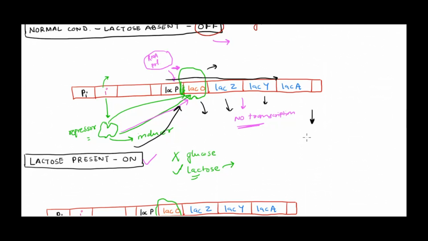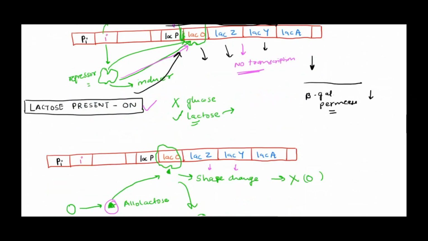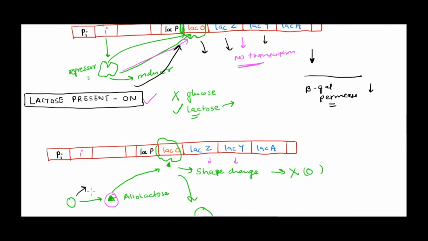So the baseline level of beta-galactosidase and permease is always present in the cell. At any given point of time, a very, very low quantity of these enzymes will be there. This permease will actually allow the lactose molecule to enter the cell. A study has found around 300 molecules of permease present at any given time in the cell. And the very few molecules of beta-galactosidase that are present will convert this lactose into allolactose, so that it can go and bind to the repressor.